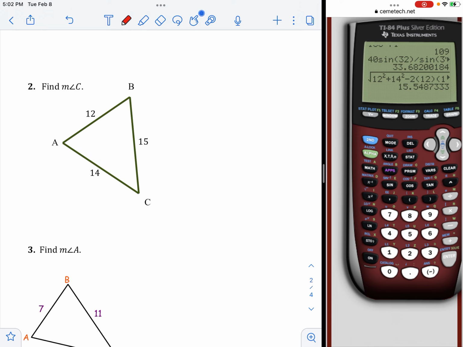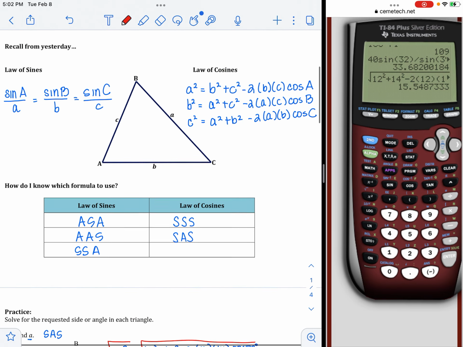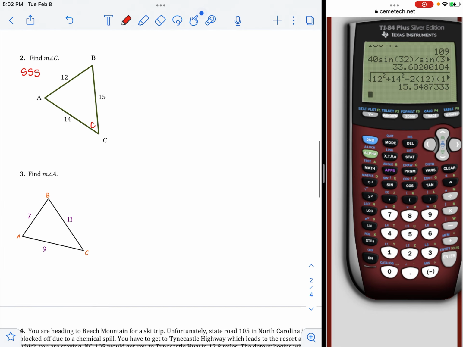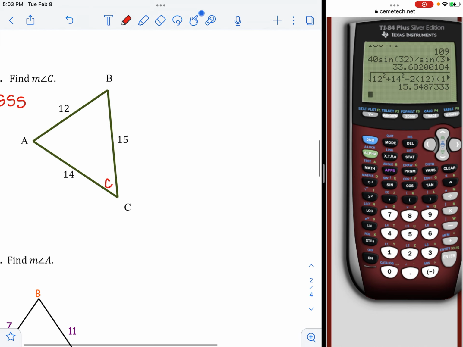The next one says find the measure of angle C. Notice it's an oblique triangle. I can't use SOHCAHTOA. So I'm going to use law of sines or law of cosines. Let's see what we have here. Side, side, side. If I have 3 sides, I use the law of cosines. All right, so law of cosines, I need to see what angle I'm solving for. I'm solving for angle C. So if I'm solving for angle C, I'm using this formula that starts with side C squared.